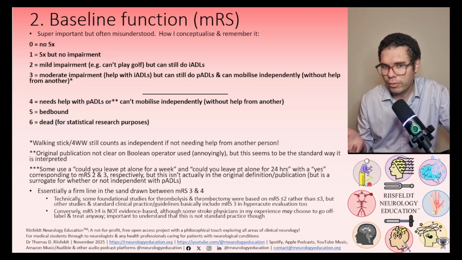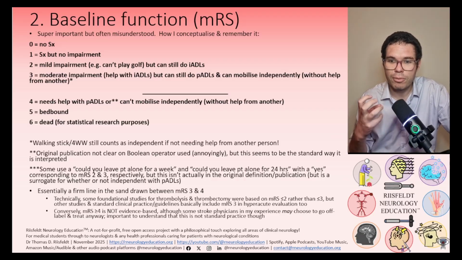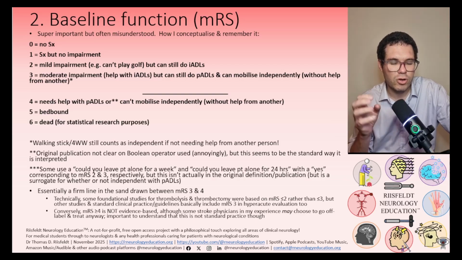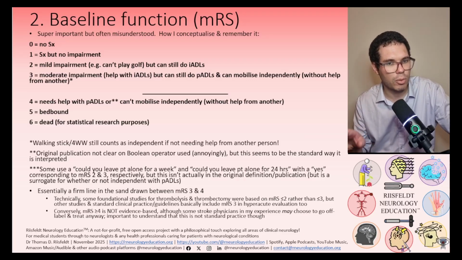Are they a 3 or a 4? Well, that depends on whether it's interpreted as that one key word being an "or" or an "and." It's a little bit ambiguous, I must say, but the standard way it's interpreted is that you're a 4 if you need help with personal ADLs or if you can't mobilize independently. And conversely, to score a 3, you need to be independent with personal ADLs and you need to be able to mobilize independently. So I hope that's clear.